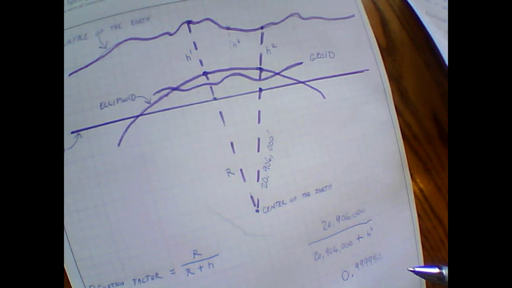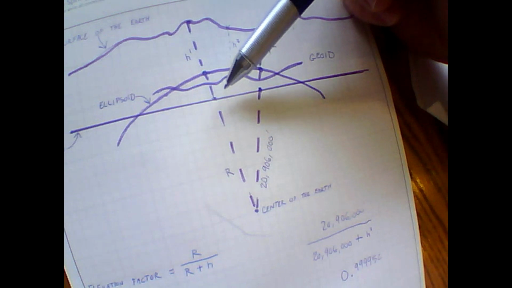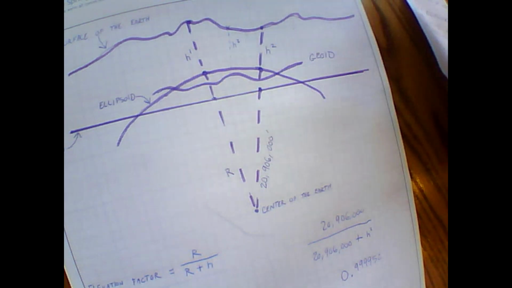You're going to multiply your elevation factor by your scale factor, and that's going to give you the factor for these coordinates, bringing them up to ground, an actual physical point on the Earth.